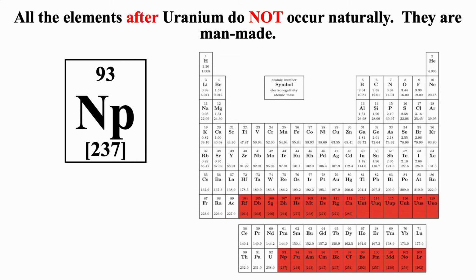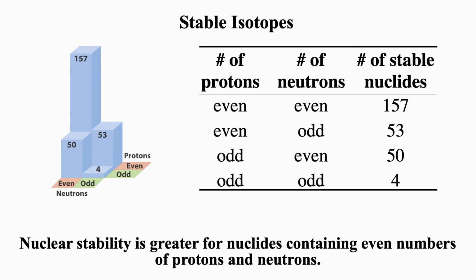Nuclear stability is greater for nuclides containing even numbers of protons, even numbers of neutrons, or both. And I mentioned that even numbers are more stable, and so the number of stable isotopes with an even number of protons and an even number of neutrons is 157. With one odd number and one even number, it's about 103. And with two odd numbers, it's just 4. And so having even numbers is extra stable.